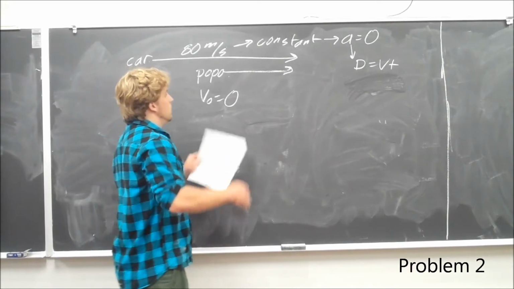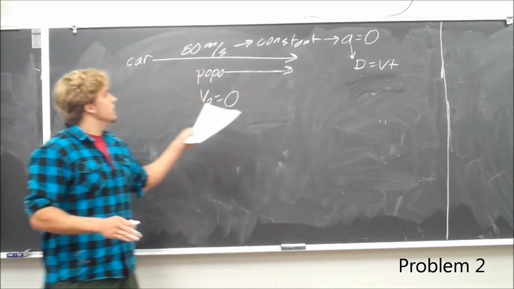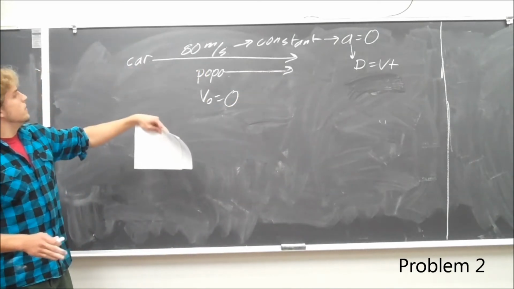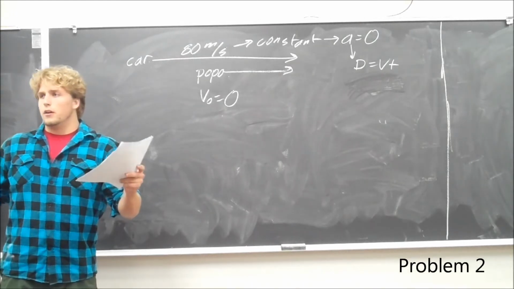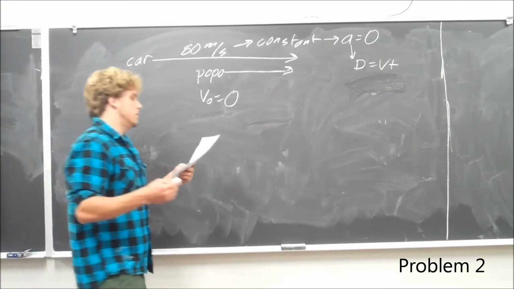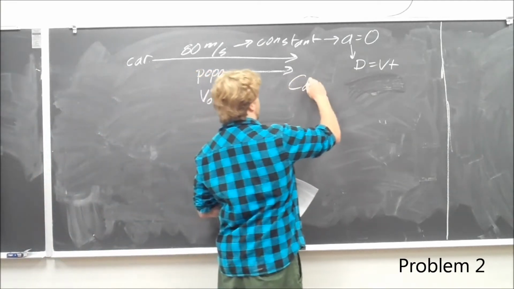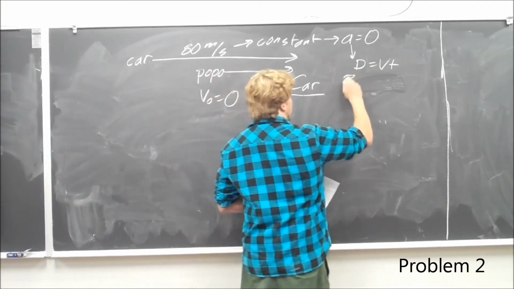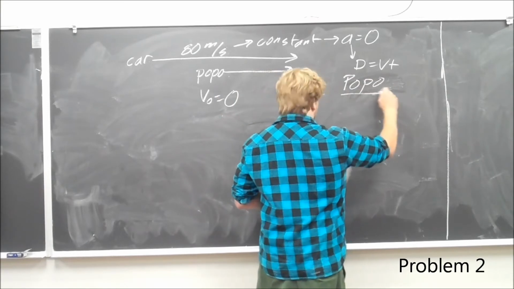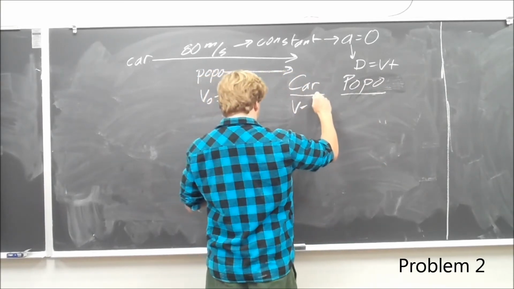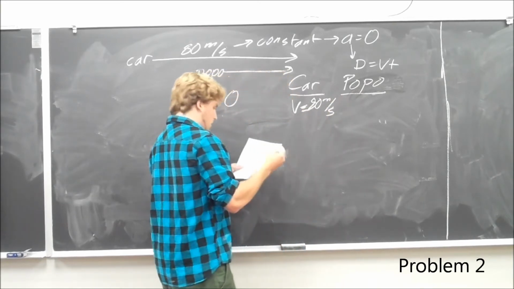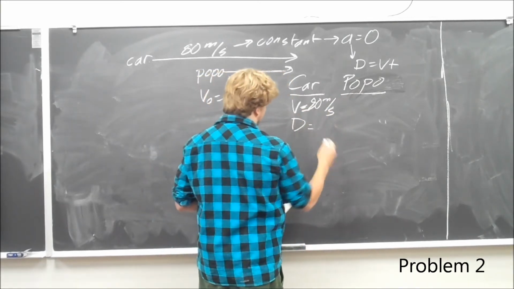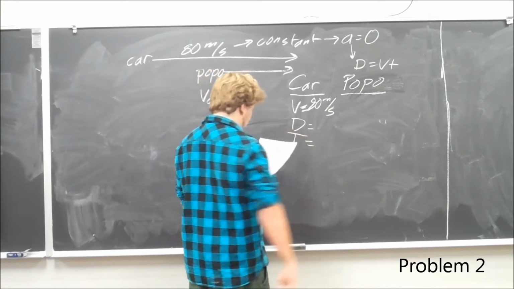When I have not very much information, and I have two things going on, and don't really know where to start, I always start by labeling what I got going on. I got the car, and I got the police. The car has a v of 80 meters per second. Then we have distance, we don't know. Time, we don't know.